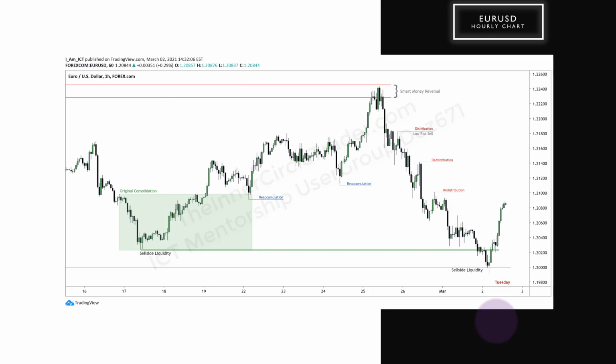Now here is the market maker sell model, which is the opposite of what we saw in the dollar index with its buy model. This is a sell model. We have an original consolidation. It runs up out of the consolidation, comes back down into it. Okay, this does not have to happen, but if it happens, great. If it doesn't, it doesn't matter. But this is a reaccumulation.